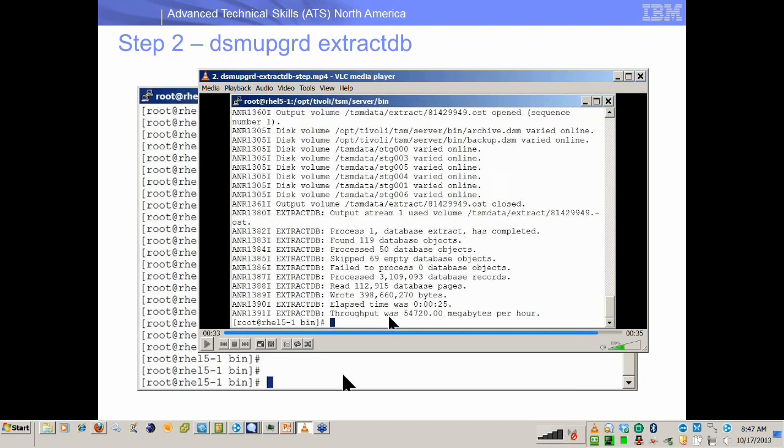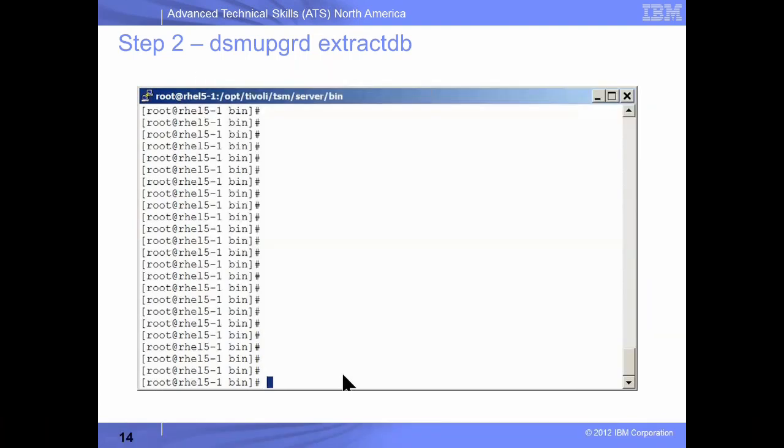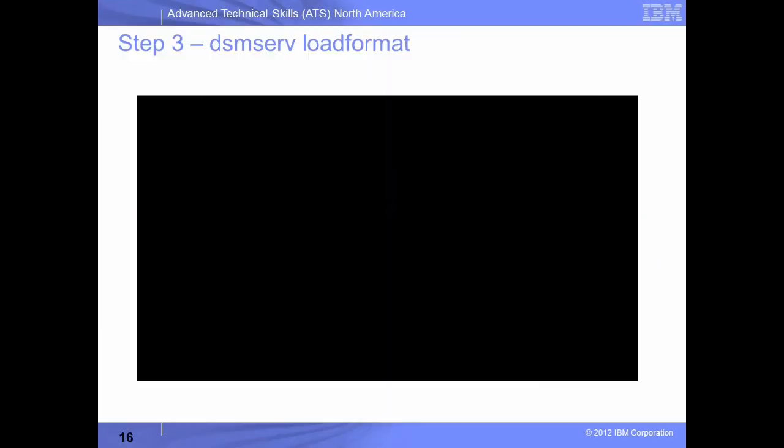So at this point, we are done with our version 5 system. We've done the prepare, we've done the extract, and now we're ready to go over to our version 6 system and get it running. So next part of this would be the load format.